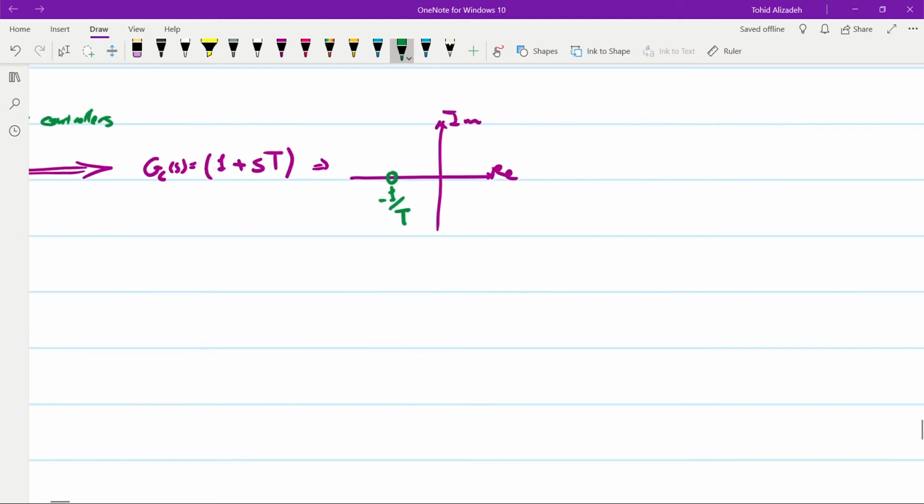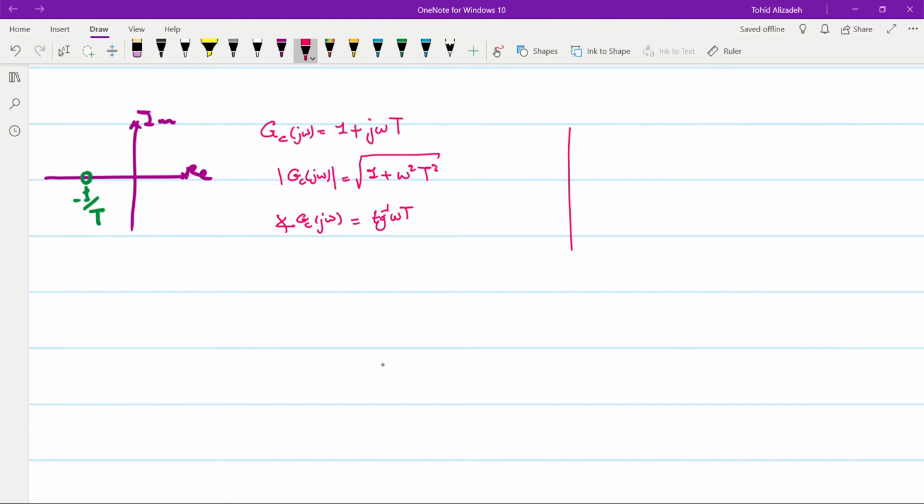And then for this controller, we can obtain the Bode plot. GC of j omega will be equal to 1 plus j omega T, for which the amplitude will be obtained as square root of 1 plus omega squared T squared, and the phase could be obtained as inverse tangent of omega times T. You should already know how to draw the Bode plot for such a system.